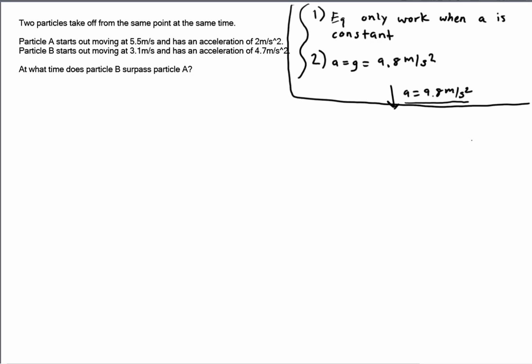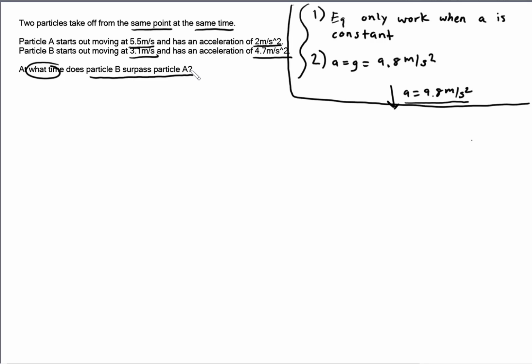Now we have two particles taking off at the same point at the same time. Particle A starts out moving at 5.5 meters per second. Particle B at 3.1 meters per second. Particle A has an acceleration of 2 meters per second squared, and B has an acceleration of 4.7 meters per second squared. So at what time does particle B pass or surpass particle A?